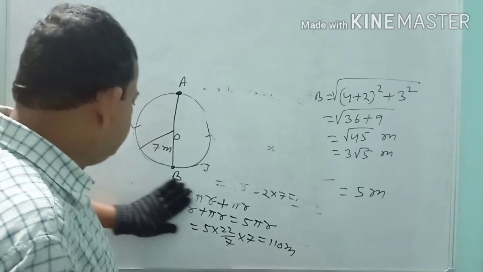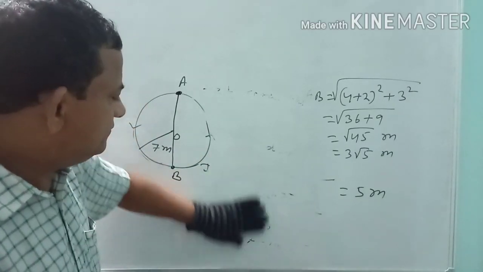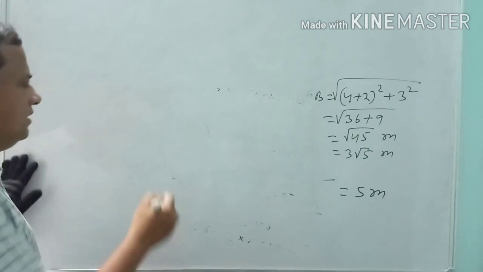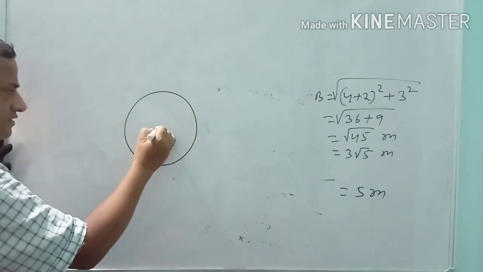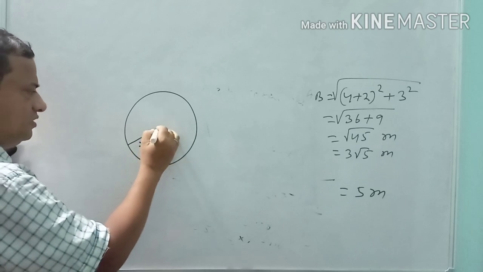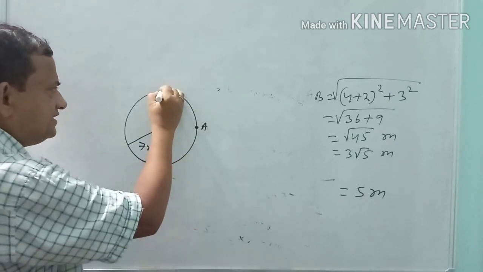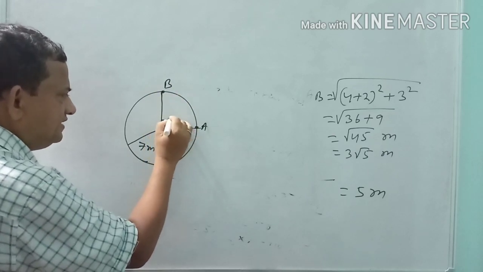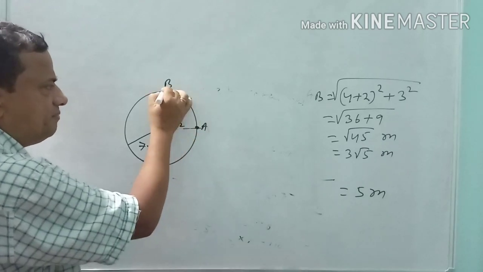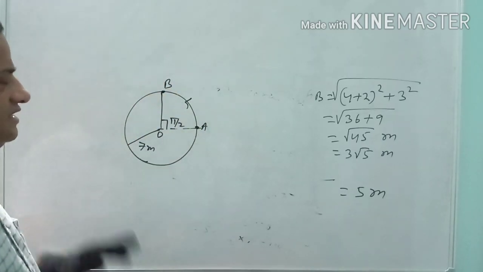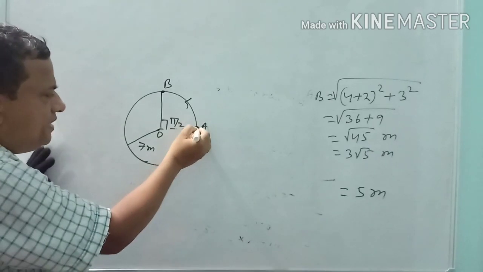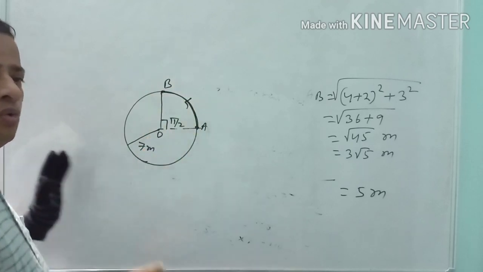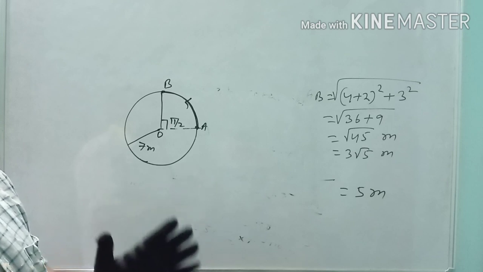If the question is like this, same case, 7 meter. Suppose one starts at point A and reaches B. 90 degree this is. A is the starting point, B is the ending point, like this. What is distance and displacement? Distance is what? AB, A to B. This part. This is 1/4 of 1 revolution.